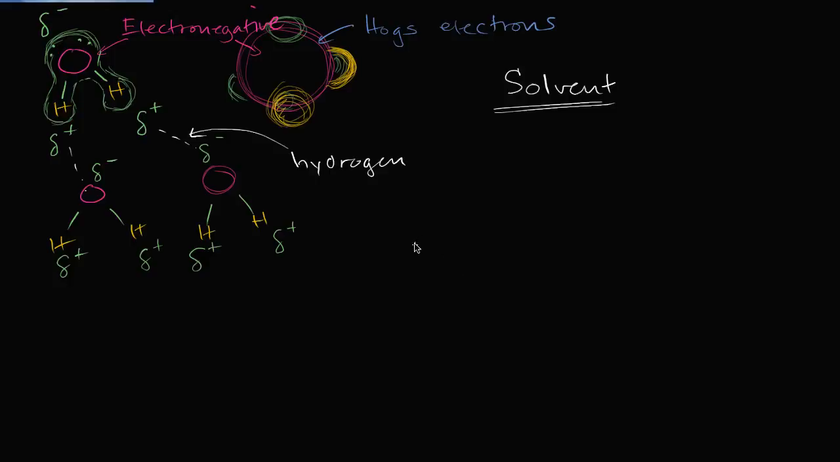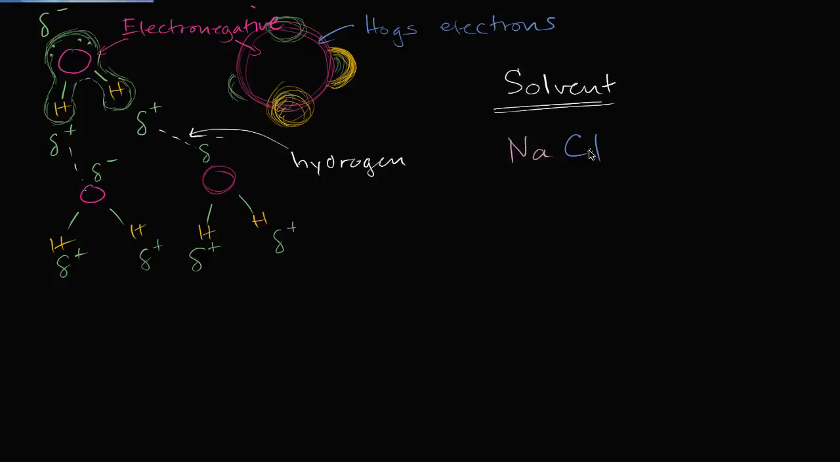So the key feature that makes water a good solvent, or at least a good solvent for a large class of molecules, is its polarity. If I were to take some sodium chloride, so often known as table salt, sodium NaCl, sodium chloride.